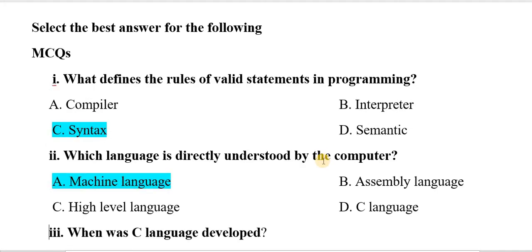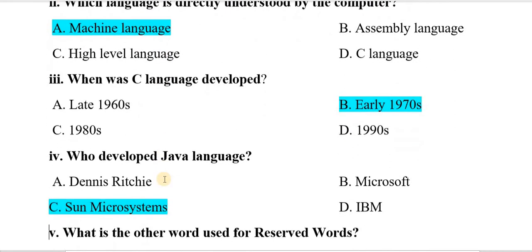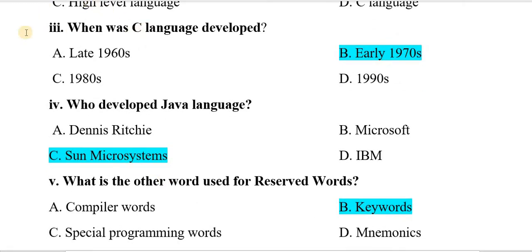So friends, now we have done all the short questions. Now we will discuss the MCQs of chapter 2, Programming in C. We have first statement as what defines the rules of valid statements in programming? So we can say that syntax is the correct option. Second one, which language is directly understood by the computer? Machine language. Third point, when was C language developed? It was developed in early 1970s, that is option B.